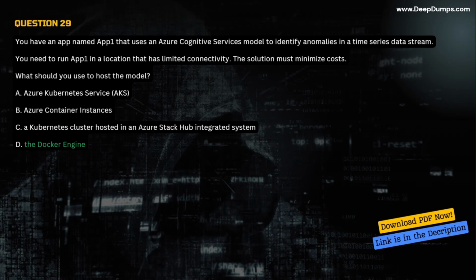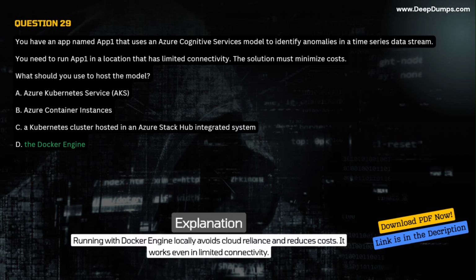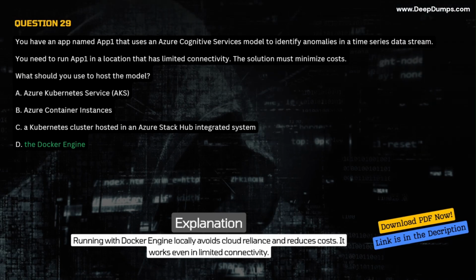Correct answer D. The Docker Engine. Explanation. Running with Docker Engine locally avoids cloud reliance and reduces costs. It works even in limited connectivity.